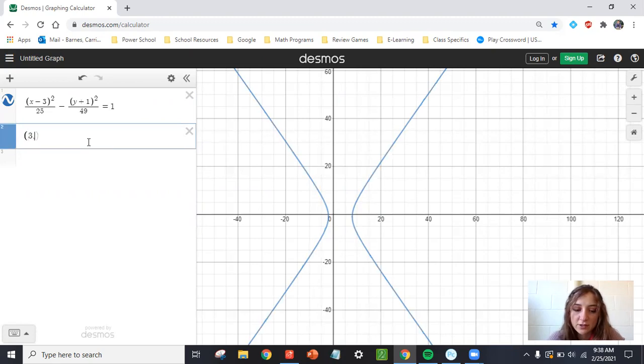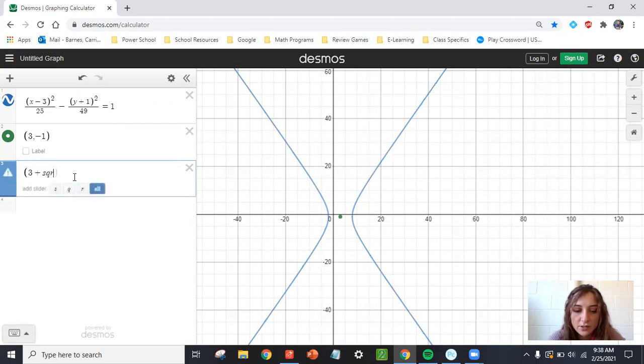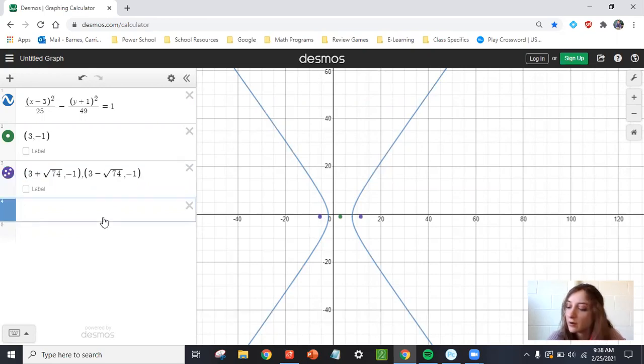The center is (3, -1), so that checks out. The foci is (3 plus the square root of 74, -1). And then we have the same thing except a minus. So let's just copy and paste that and change that to a minus. Okay, so there's our two foci, those check out. Then we have our vertices. All right, vertices look good.